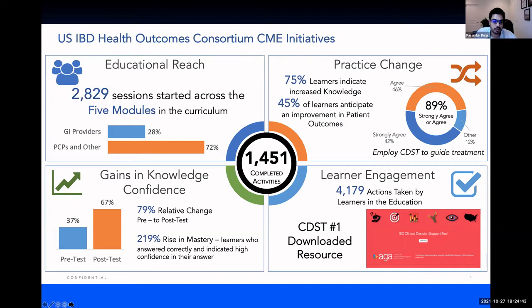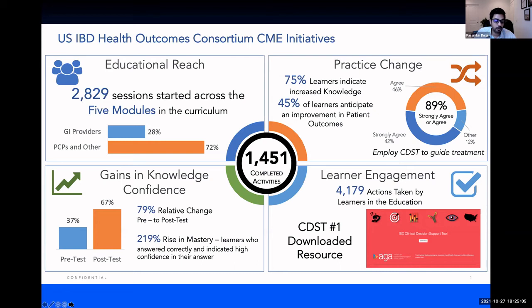What was quite striking was the gains in knowledge confidence. So knowledge confidence is getting the answer right and knowing you got it right. And so we saw an increase in the relative change of knowledge, or correctly answering the question. But what was surprising, we saw a 200% increase in mastery, meaning people picked the right answer and they knew they picked the right answer and felt confident in the answer they made.